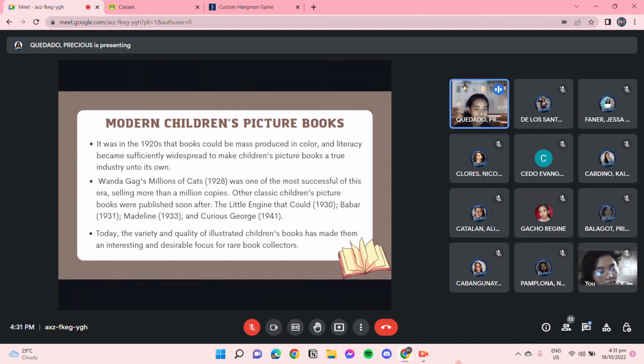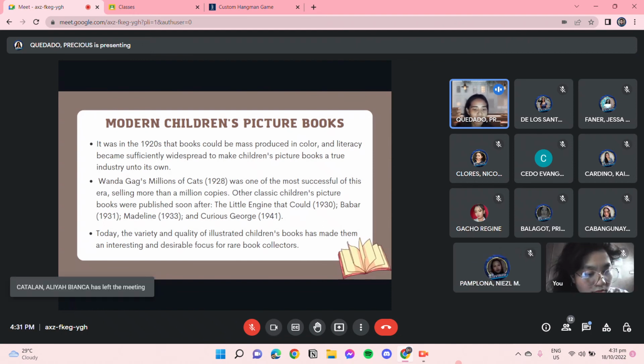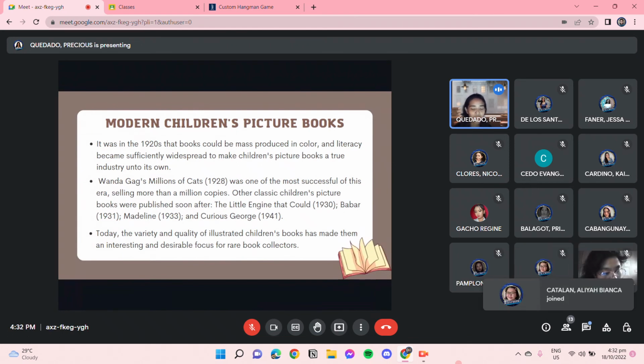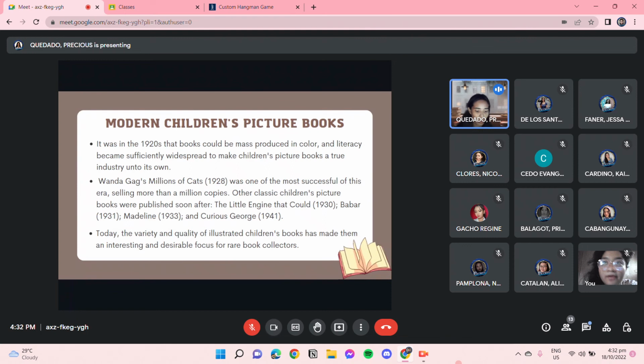We have Wanda Gag's Millions of Cats. It was very successful in its era and sold more than a million copies. Imagine that. There were also picture books that were published soon after: The Little Engine That Could, Babar, Madeline, Curious George. So today, the variety and quality of illustrated children's books have made them an interesting and desirable focus for rare book collectors.